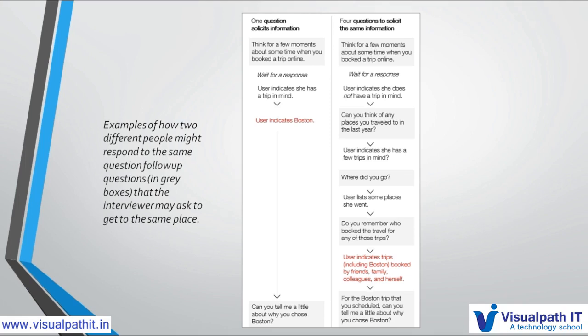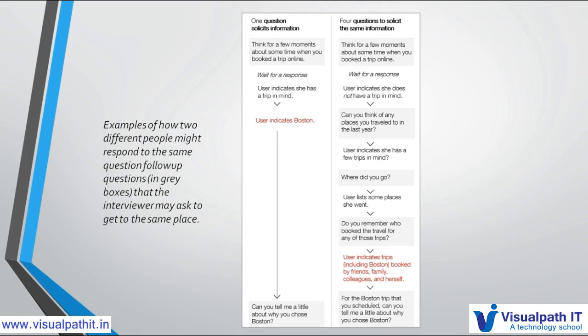Now, in the second column, if you see: think for a moment about some time when you booked a trip online. Wait for a response; then the user indicates she does not have a trip in mind. Can you think of any place you traveled to in the last year? The user indicates she has a few trips in mind. Where did you go? So the question should again be related to the last question.